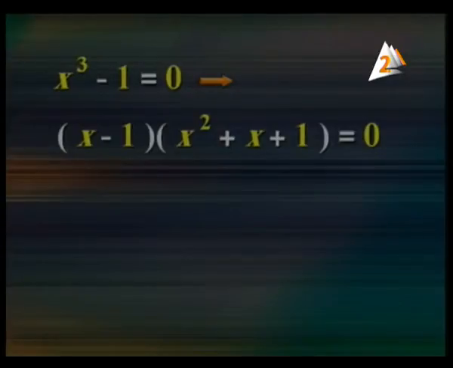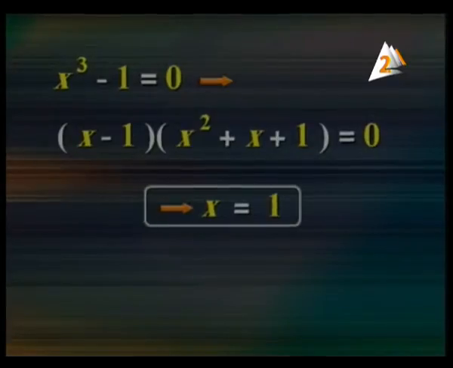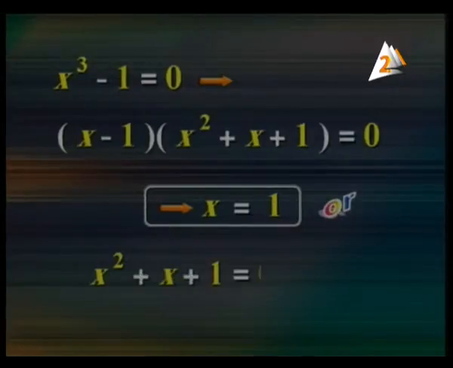What's the difference between two cubes? A small bracket multiplied by a big bracket. The small bracket contains x minus 1. The big bracket contains x squared plus x plus 1 equals 0. Remember, dear student, when x minus 1 equals 0, therefore x equals 1. Number 2, x squared plus x plus 1 equals 0, a trinomial equals 0.